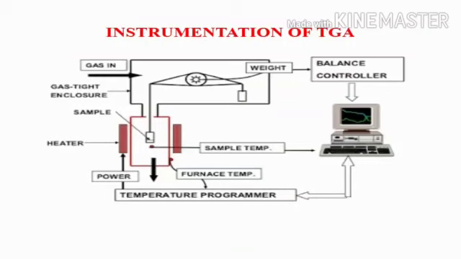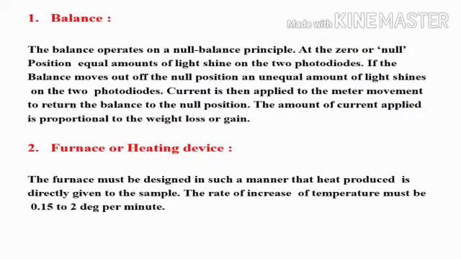The instrumentation of TGA consists of a few components: balance, furnace or heating device, sample holder, temperature measurement and control unit, and recorder. The first and most important is the balance. It must be a highly sensitive analytical balance. It must be precise and accurate at experimental temperature. The commonly used balance is the Cahn electrobalance.